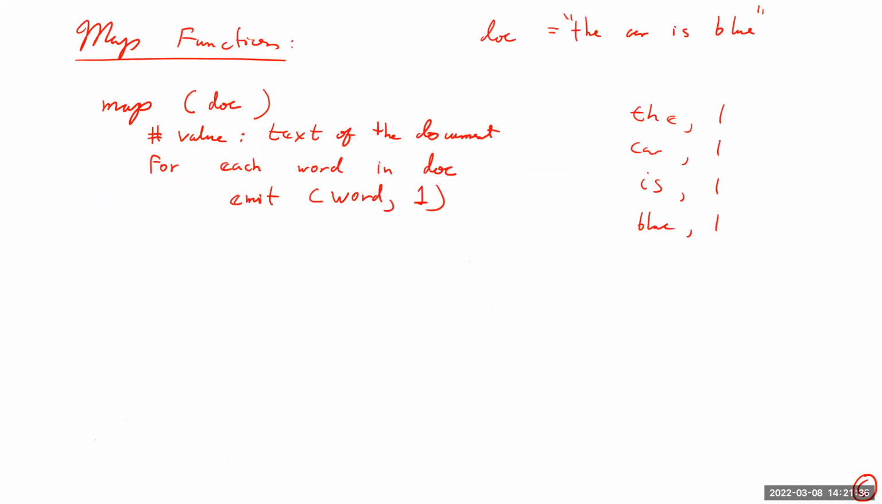So the map function will look like this. We'll write the code in a second. If you notice, it's a function in Python. It takes in an input. The value is the text of the document itself. Then for each word in the document, we create a word and the number one. So we create the key-value pairs: the, one; car, one; is, one; blue, one. Okay, so that's the process.